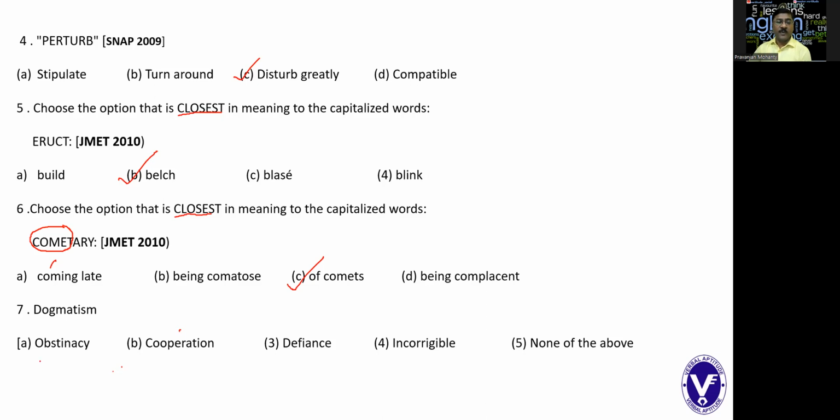Now, dogmatism. Dogmatism is one who is opinionated, one who is principled, and he believes in his own opinion. He sticks to his own opinion, and he's not open to any suggestions or discussions. He's opinionated. Whatever he knows is right. So that is dogmatic. So here it is one who is stubborn. So it is obstinacy, one who is stubborn.